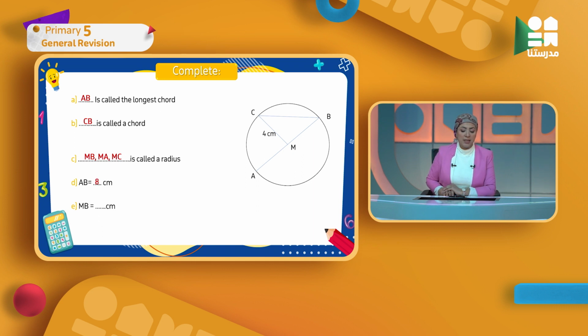Now, letter E, MB. I want to know the length of MB, and MB, MA, MC are radii. All of them are equal in length. So MB is equal to MC is equal to 4 centimeters.